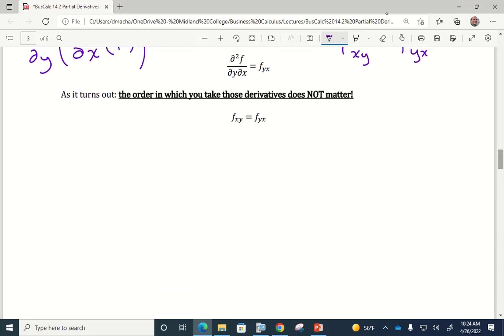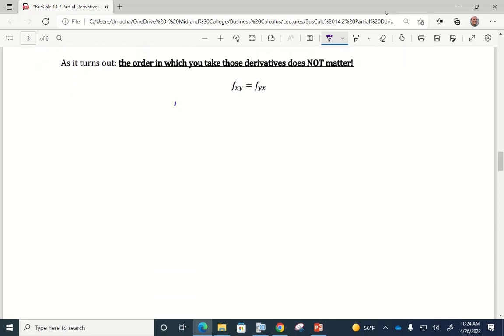And so your textbook has this nice tree, and I think it's worth showing that if you start off with your function and then you take the partial with respect to x, we call that f_x. And if we take the partial with respect to y, that's f_y.